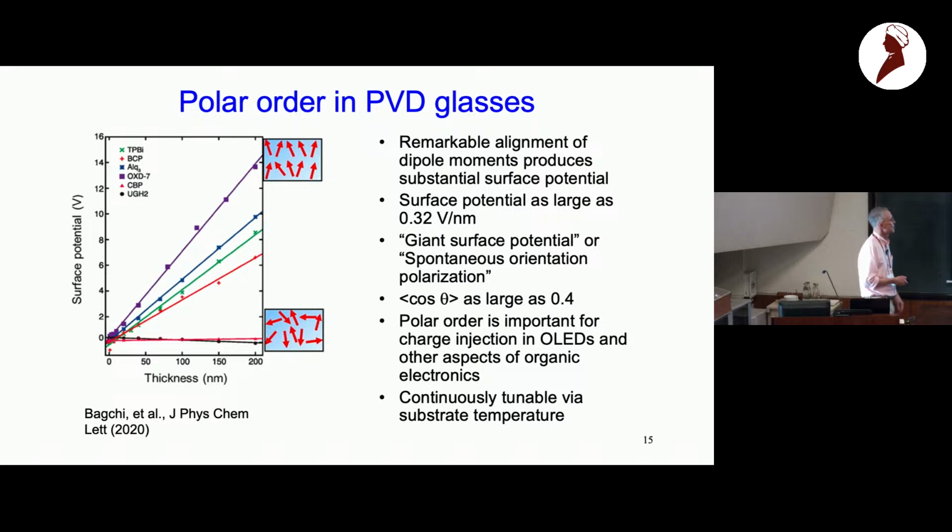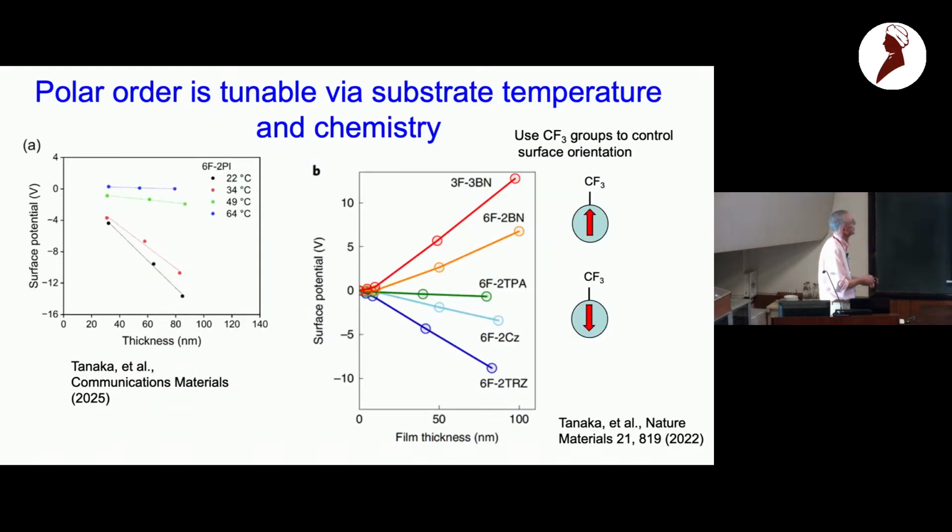People also have some ideas for other organic electronic devices that would be based on this effect. So this is another different kind of anisotropy. It is continuously tunable with substrate temperature. So on this slide, I'll illustrate first that. This is a plot of surface potential versus thickness now for just one molecule at 4 different temperatures, and you see 4 different slopes. Okay, so this is essentially analogous to what I showed you earlier for the molecular orientation.